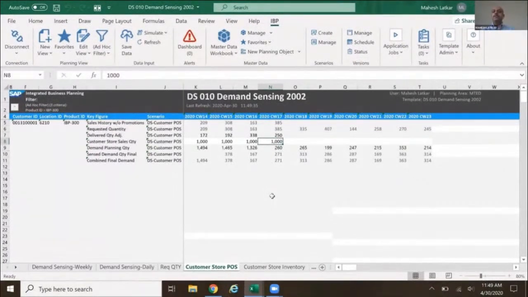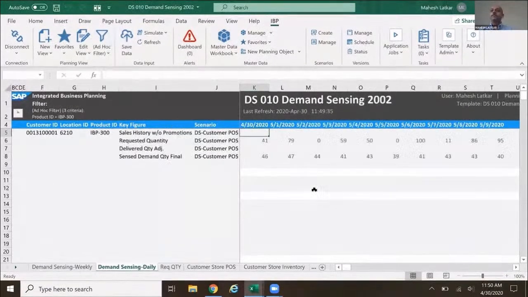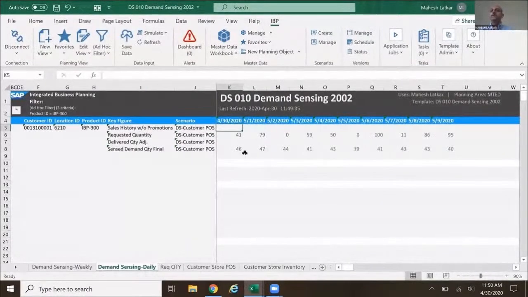And if you have enough data and good quality data, it will give you good output. Excellent. Yeah, that drives the point home well. Yeah, and this is in weekly buckets. You can also view this data in daily buckets because this data is stored in daily time buckets. So here I created one planning view. You can also see these numbers in daily buckets.